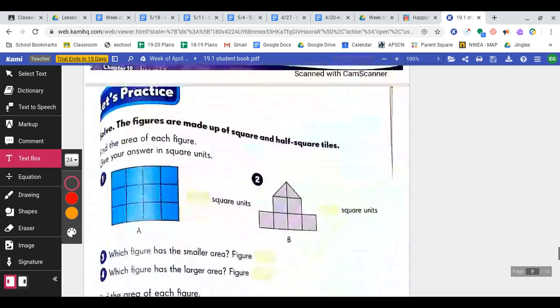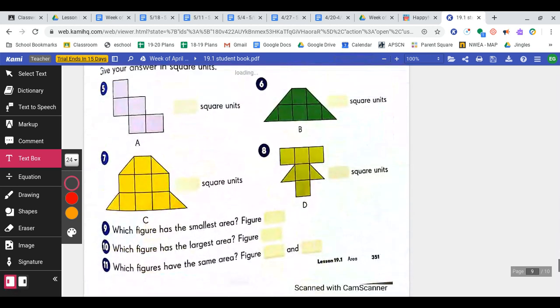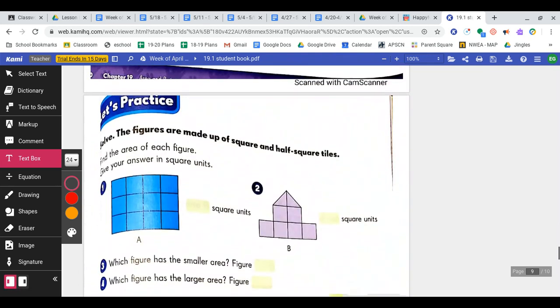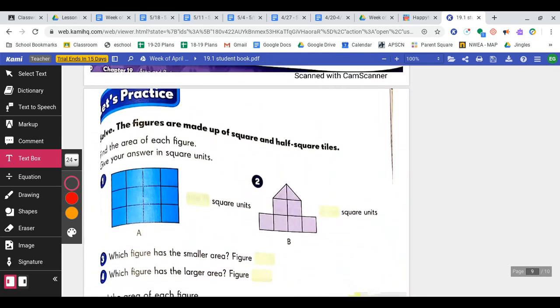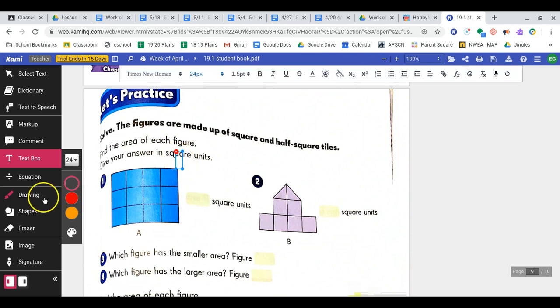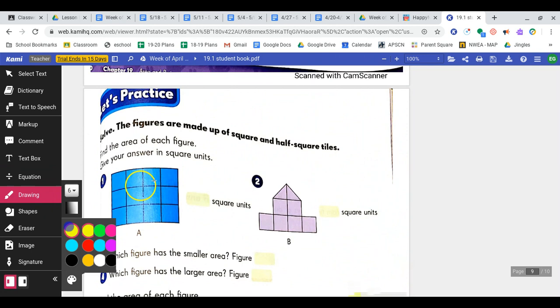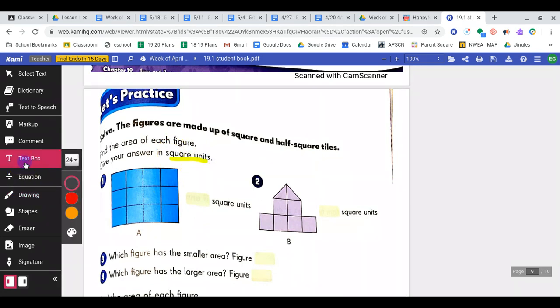Okay, now we are on page 351. Okay, so it says to find the area of each figure, give your answer in square units. Remember that. Once we count up how many squares there are, we can't just say the number. We have to make sure that it is in square units, or else it makes it seem like that's just how long maybe it is.